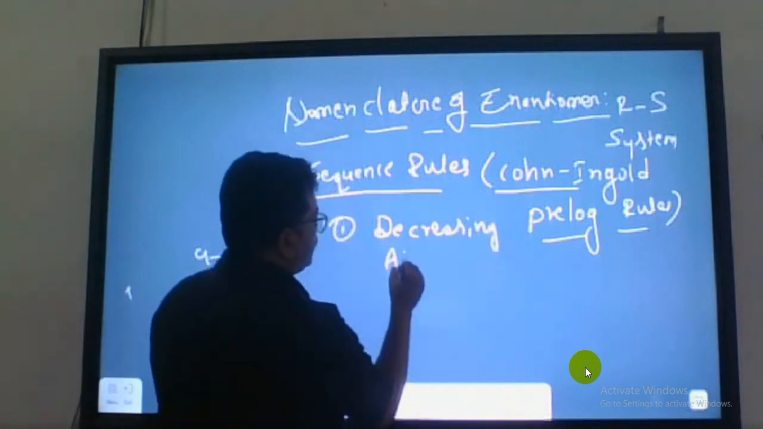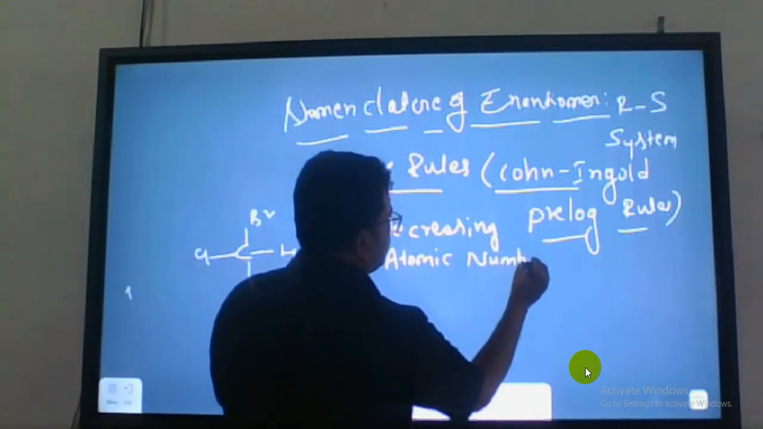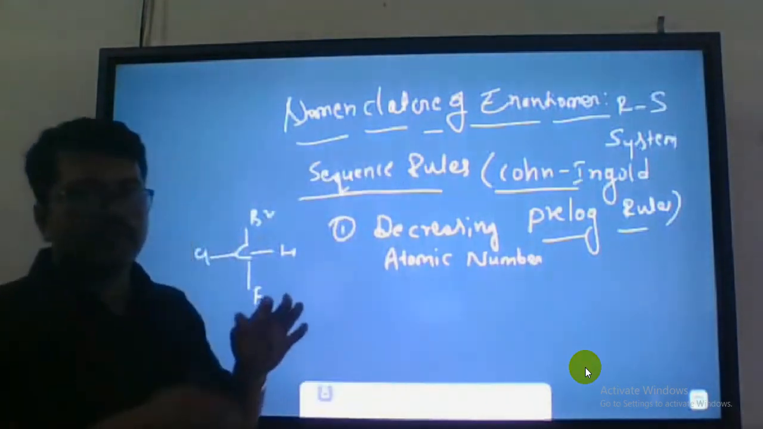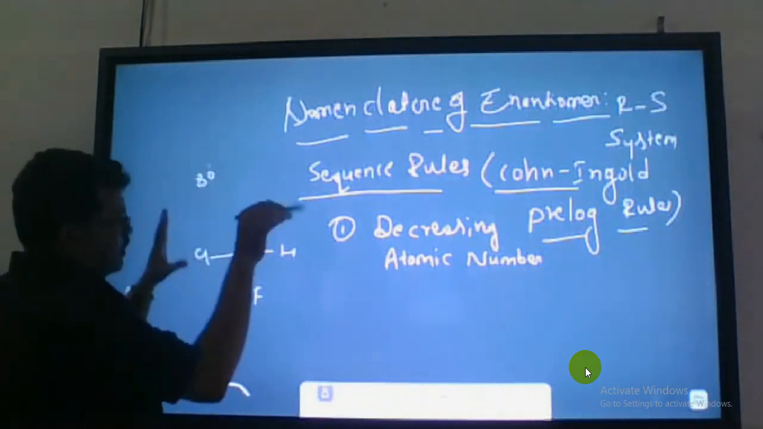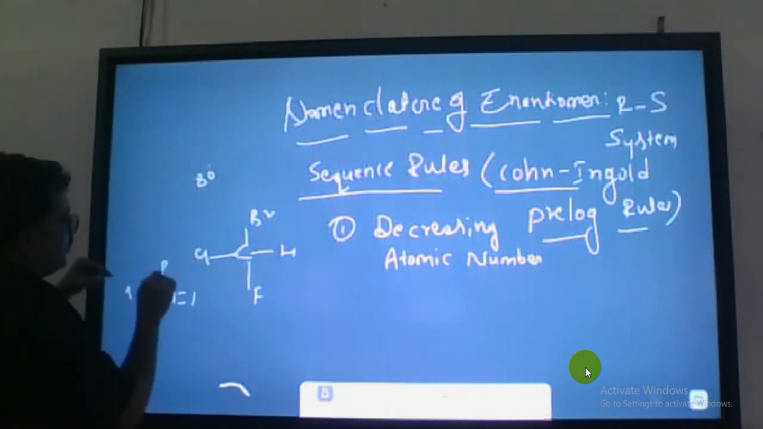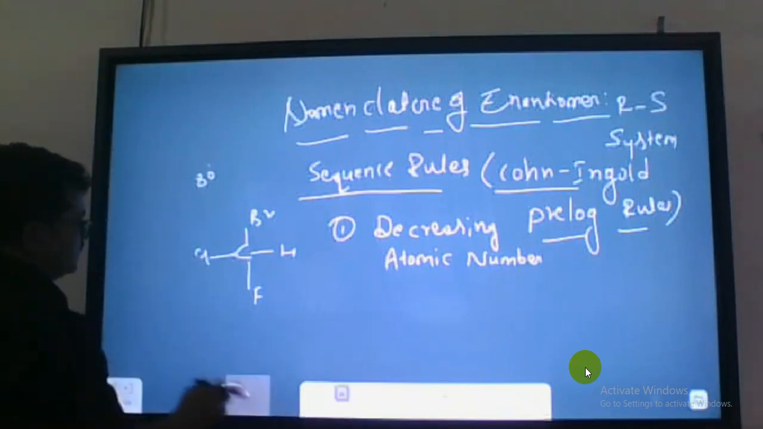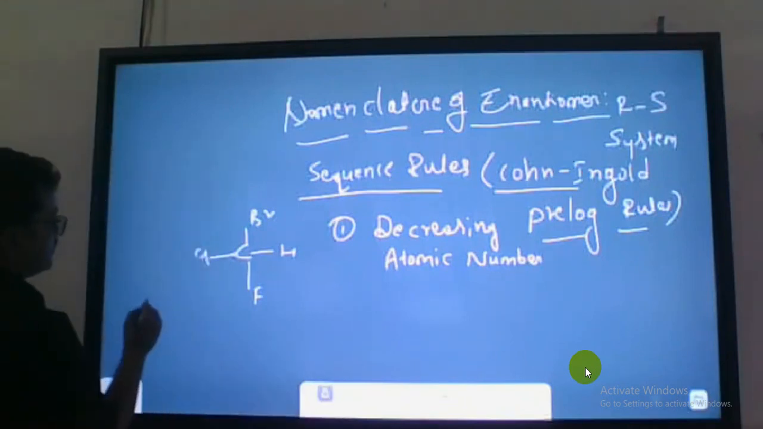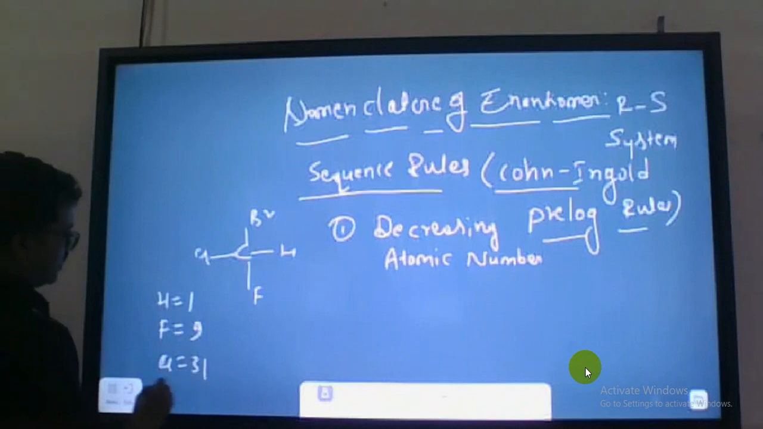See, decreasing atomic number. Highest in the decrease is first, then second. The atomic number of bromine is approximately 80 in the periodic table. Hydrogen is only 1. Bromine around 80. Fluorine is 9. So you take hydrogen atomic number 1, fluorine 9, bromine 35.